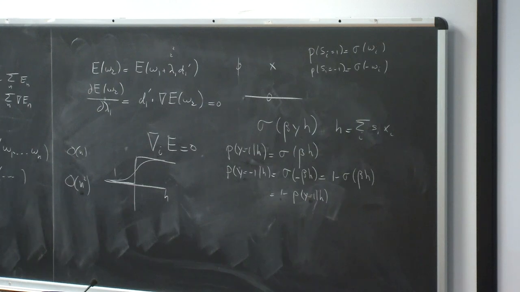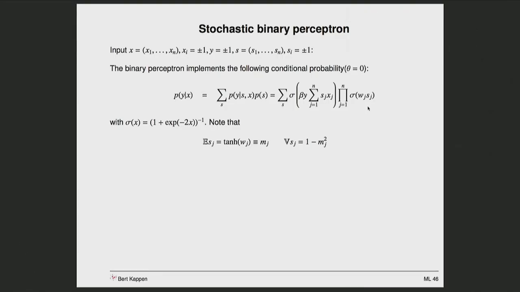So the expected value of the synapse can be easily shown as the hyperbolic tangent of the W value, and we call this the mean, the M. And we can also look at the variance of this synaptic value. It is the expectation of S squared, which is 1, minus the squared expectation, which is mj squared. So that's the variance. So this synapse has a mean which can be between minus 1 and 1. And if it's close to 0, it has a large variance. And if it's close to one of the ends, the variance is very small. Right? And then we have n of these synapses, and they work together in this network.